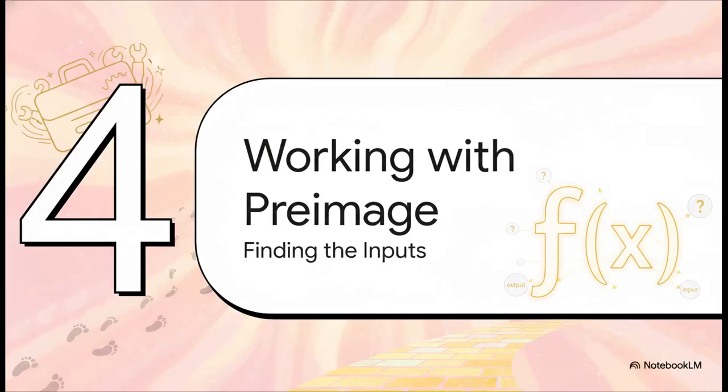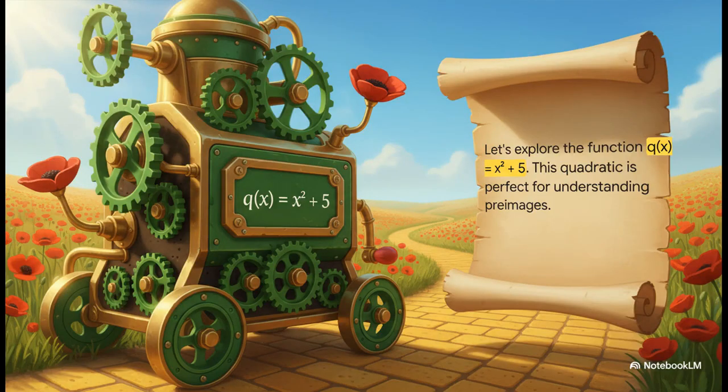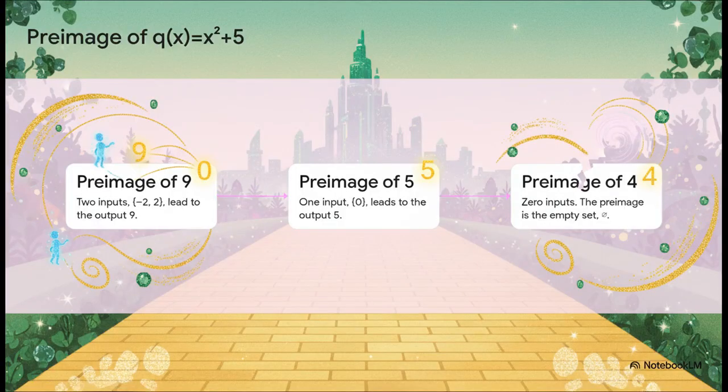All right, let's grab our next tool, the preimage. This is what lets us flip the question around and ask, okay, I got this output, but which input or inputs got me here? For this, we'll use a new function, q(x) = x² + 5. It's a great example for showing just how wild preimages can be. And just so we're all on the same page, we'll assume our domain and codomain are all real numbers. So check this out. If we ask, what's the preimage of 9? We're looking for the x values that make x² + 5 equal 9. Well, both -2 and +2 work, so the preimage is a set with 2 numbers in it.